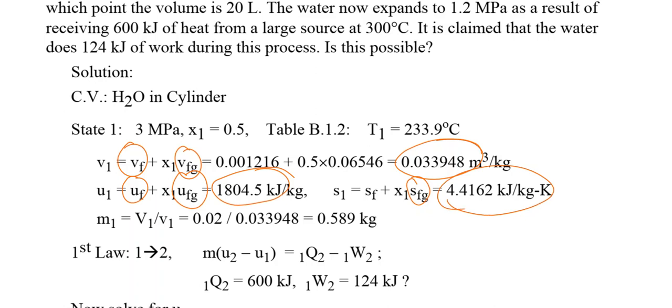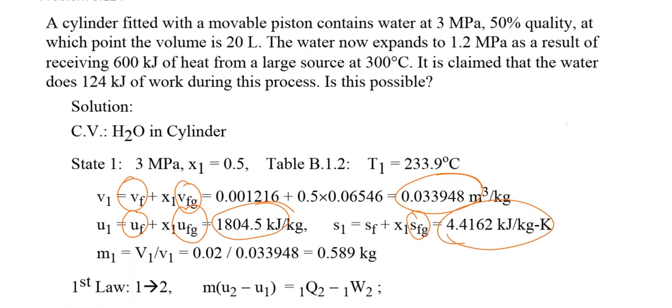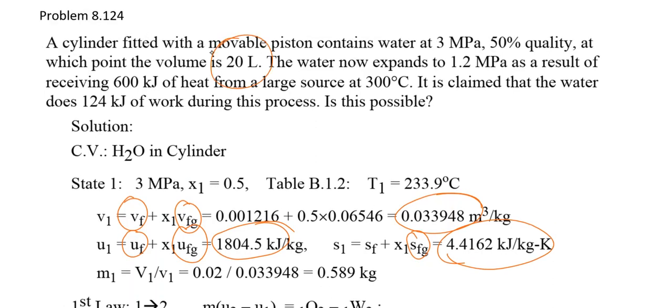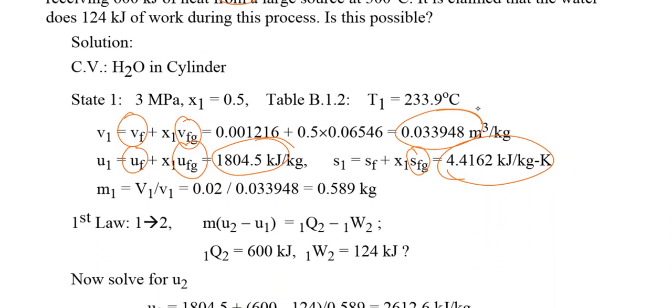The entropy is 4.4162. You can find the mass by using the formula. The total volume has already been given over here, and the specific volume we have already got at state 1. So the total volume divided by the specific volume would be equal to the mass, which is 0.589. So using the first law, the total internal energy change would be heat transfer minus work done.